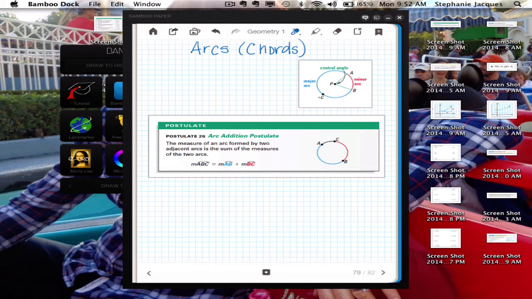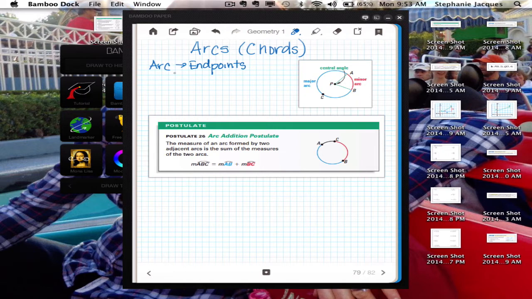So if you want to label an arc, all an arc is one point to another point on the outside or right on the line of the circle. So an arc, a regular arc, is named by using the endpoints. And this P is called your central angle. And so when you're doing the angles, you want to include that P in your angle.